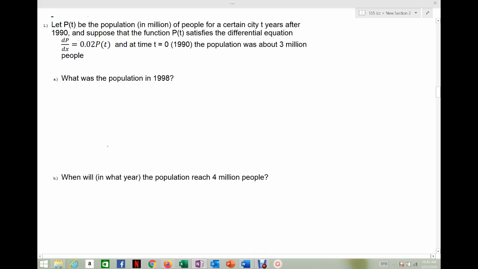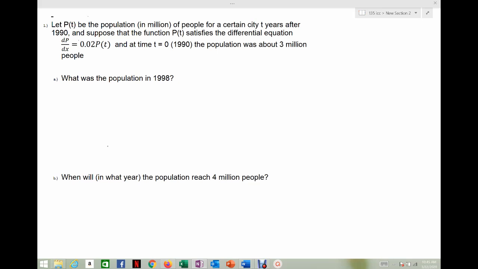All right, so this is looking at applications. This is section 3.3, looking at applications of exponential growth where we're given the rate of change, given the growth constant. So we're going to do a couple of examples of those cases. All right, so the first case is a population example.